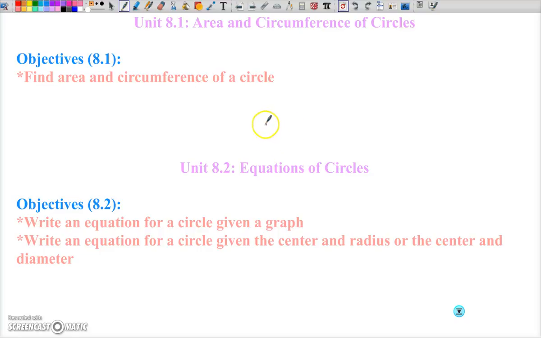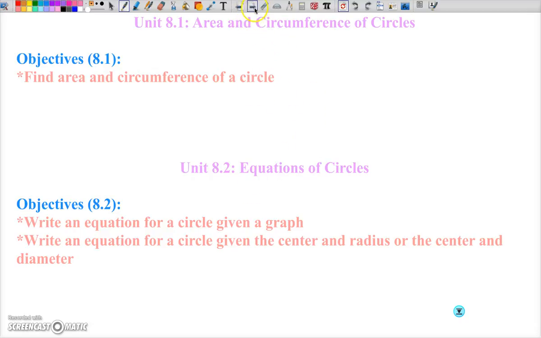So this very first part of the video is only here to remind you that we did 8.1 and 8.2 already, being area and circumference of circles and then equations of circles. We did those in class together before spring break and after spring break. I just didn't necessarily give you the unit and section number for that. So just keeping in mind that these are two things that we did in class.